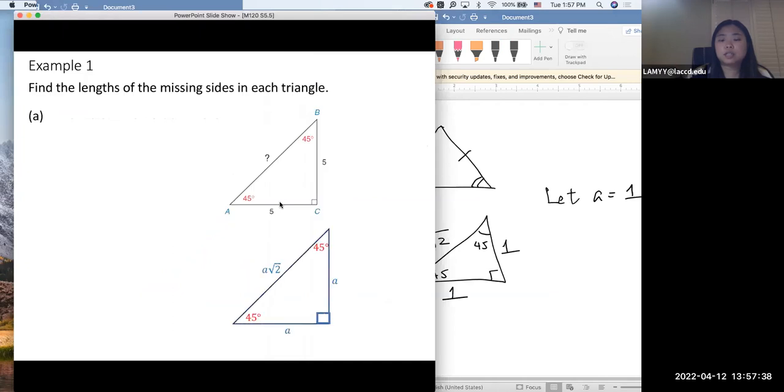Okay, let's look at this example. Find the length of the missing sides in each triangle. Look at this triangle. This is a 45-45-90, right? And it's missing the hypotenuse. I don't want you to use the theorem. I want you to use this triangle. Plug in the numbers. Tell me what your hypotenuse is equal to.